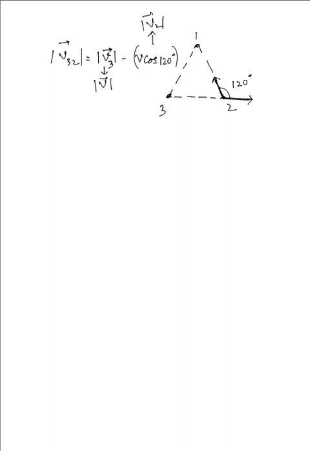Now I can rewrite that. I have v32 is equal to v minus v cos 120, and that obviously is v minus v cos of 120, which is minus half, so this is 3 by 2 v.